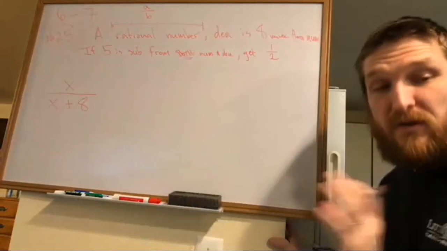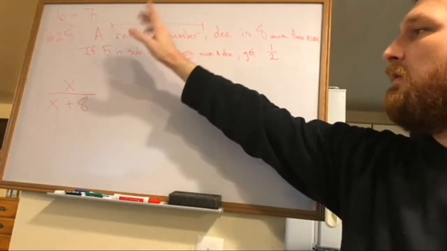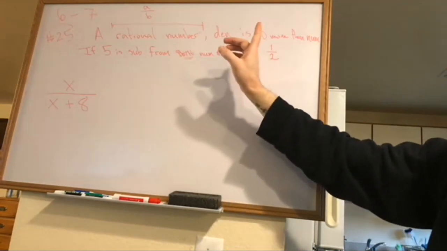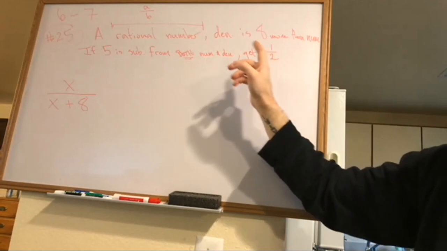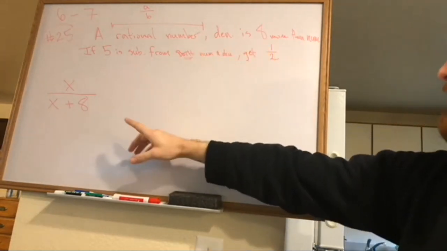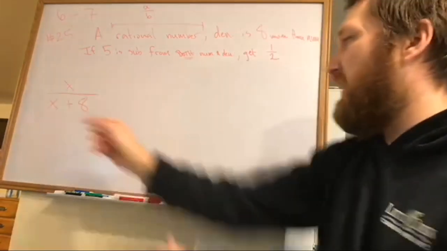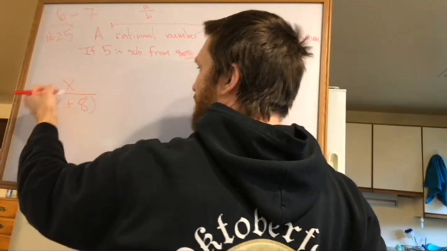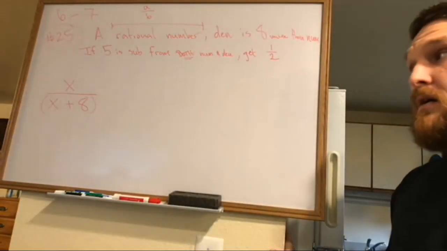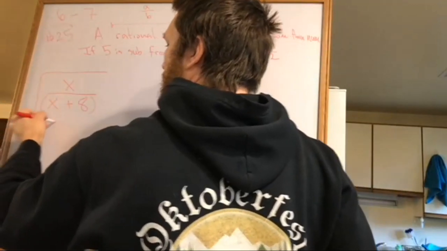Because this is what I would say if I were doing this: a rational number is some number over another. Okay. Now the denominator is 8 more than the numerator. That's what I just wrote. There's the denominator. Is that thing 8 more than the numerator? Yes, it is. Okay. So this is the number that we're looking for.